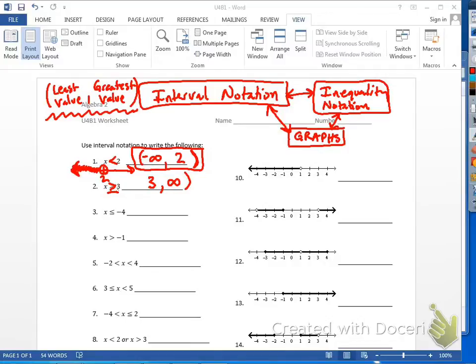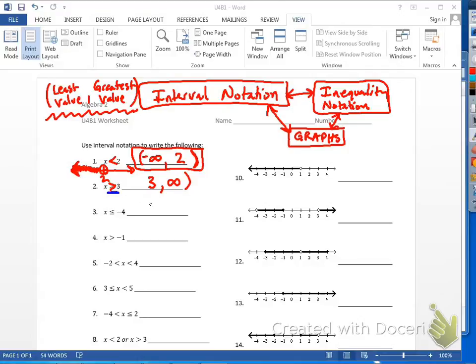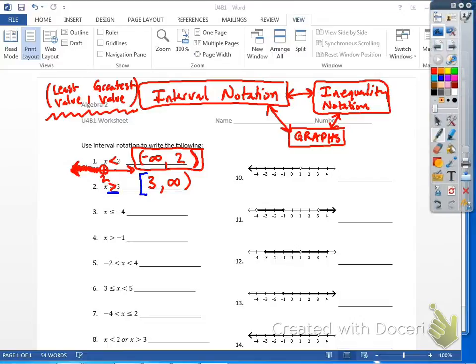So what I'm going to do here is not use a parentheses, but instead, because it's equal to, I'm going to use a bracket. So greater than or equal to 3 means from 3 to infinity, including 3. And I put the bracket right there to mean I'm including it. Okay, so what about this next one here?